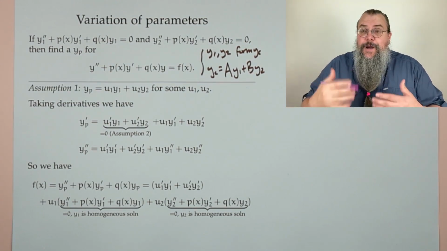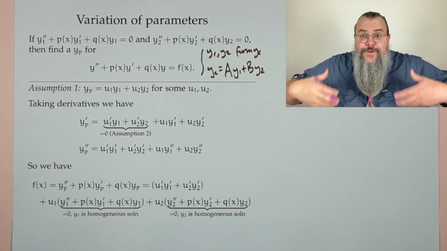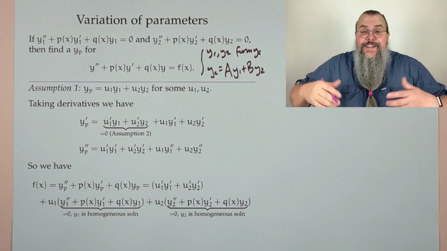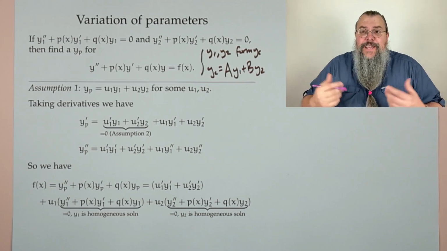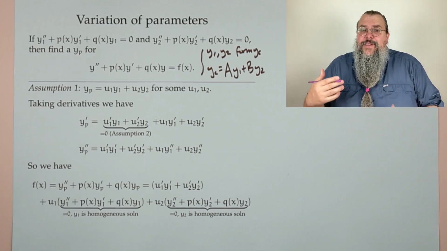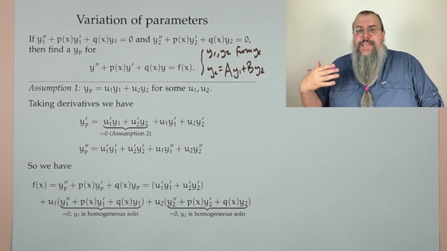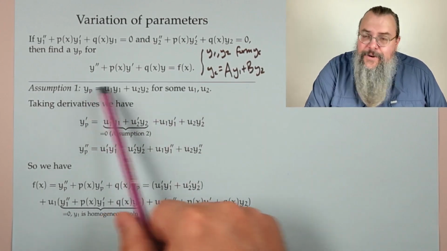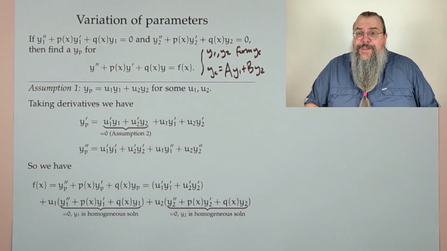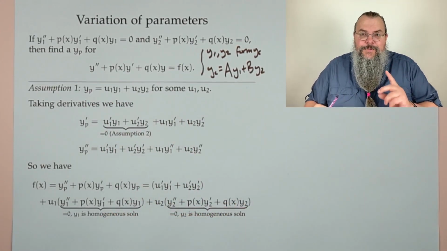We have our y1, y2, so we want to somehow use y1 and y2 to help us find our yp. And that seems wrong because you say, well, wait, when we plug in y1 or y2, out comes 0. How can we use that? Okay, so here's how we do it.